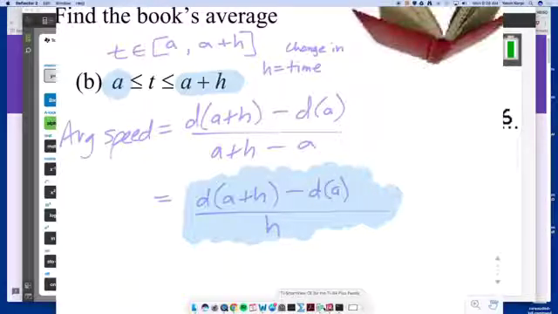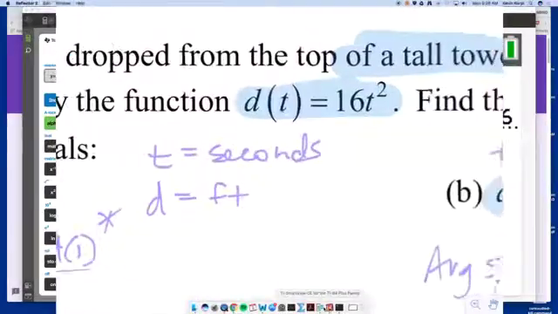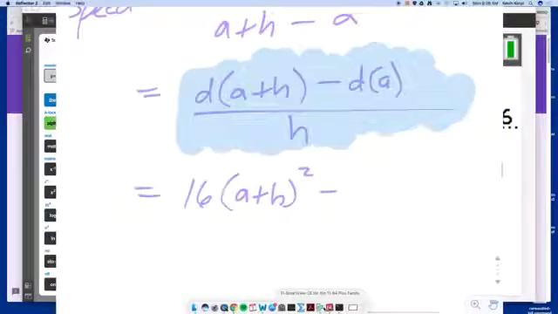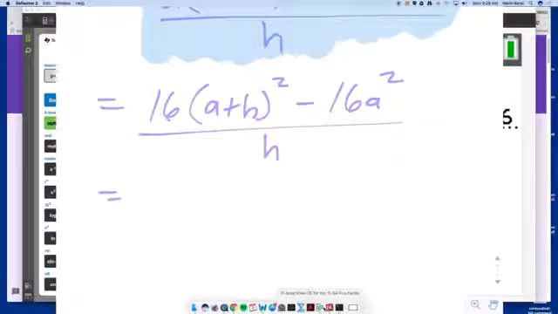You didn't know it at the time, but you were computing a formula that gave you the average rate of change from a to a time that's h units away from that. So if we set it up for hours, it's going to look like this. D of a plus h, well, we're going to plug in a plus h for t in our function, so this comes out to be 16 times (a plus h) squared minus D of a, which is just 16a squared, all over h. Plugging in an a plus h for t, and then plugging in an a for t. There's the setup. Now all we have to do is expand it.